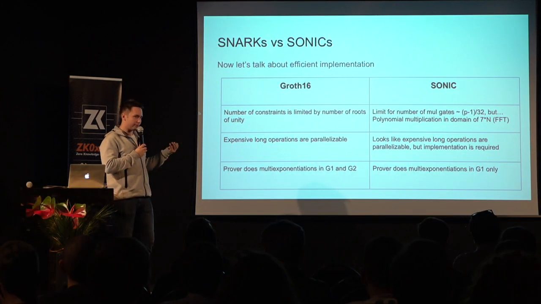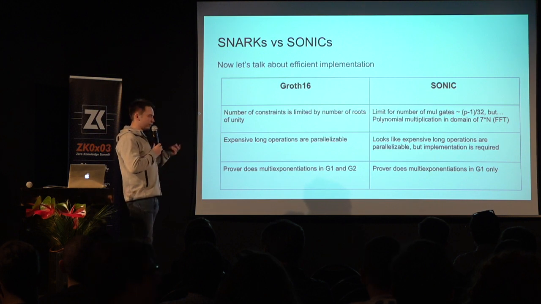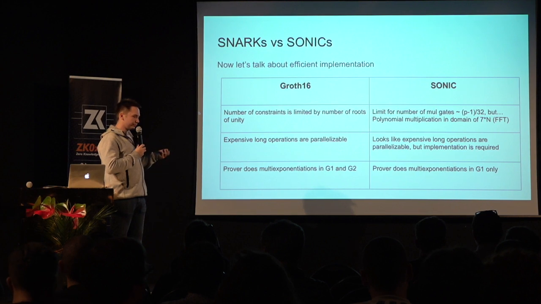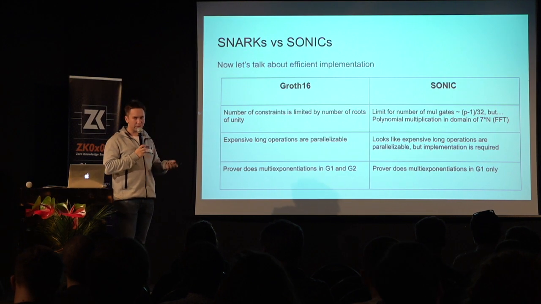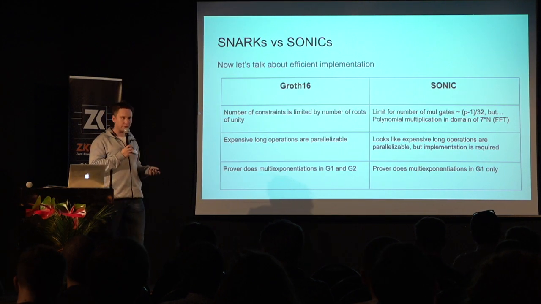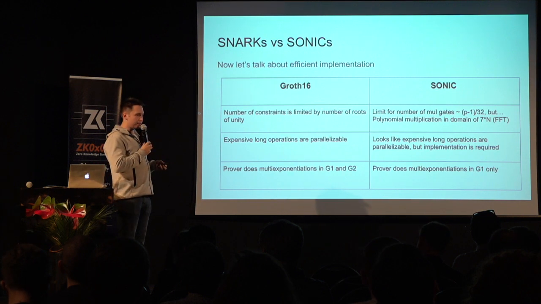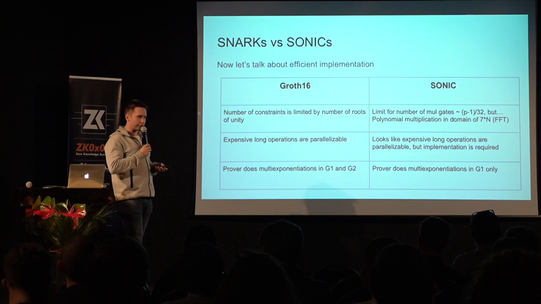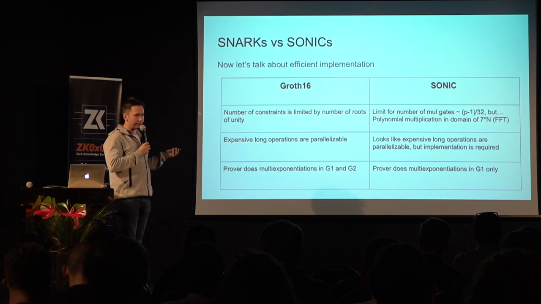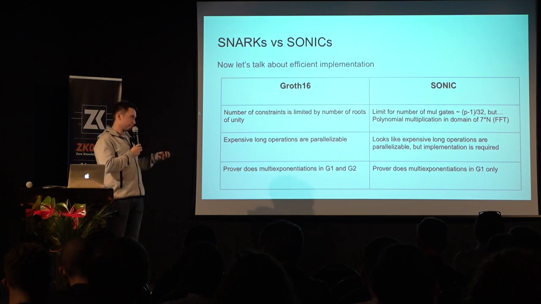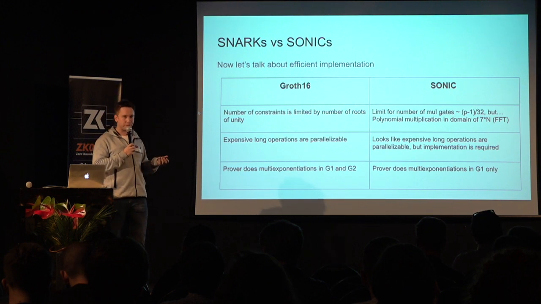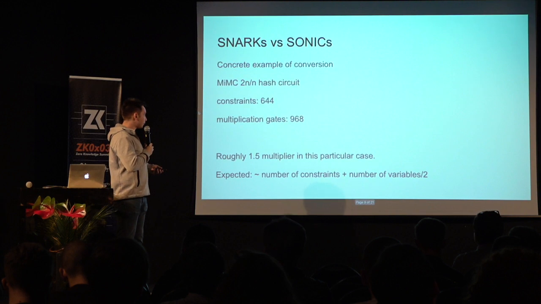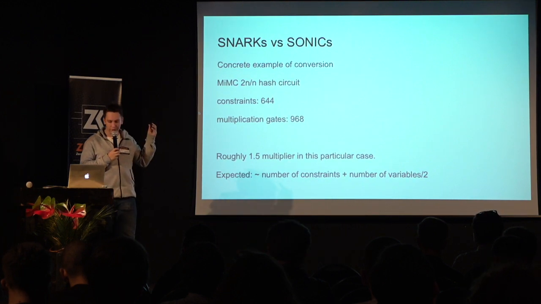The problem is that for FFT, for polynomial multiplication, which you need for SONICs, well, the number of multiplication gates, I will show how it's related to the number of constraints, but potentially SONICs limit your circuit size for a given scalar field, because you need efficient polynomial multiplication, for which you just need an efficient FFT.